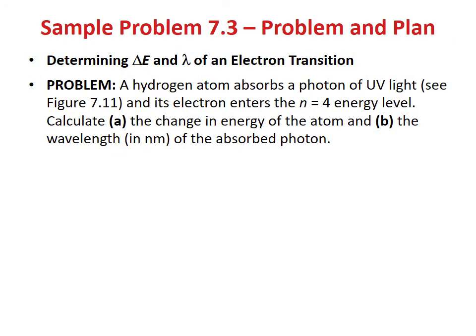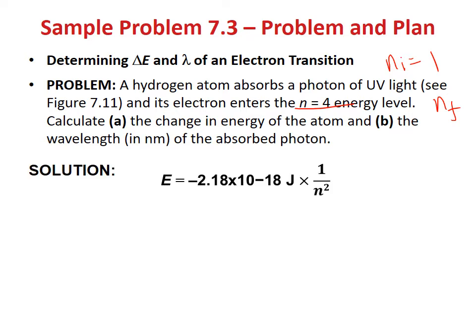Sample problem 7.3. A hydrogen atom absorbs a photon of UV light and its electron enters n equals 4 energy level. Calculate A, the change in energy of the atom, and B, the wavelength of the absorbed photon. So this question is about a hydrogen atom where the electron jumps from low energy to higher energy. So n equals 4 is the final energy state. Although it doesn't mention the initial n, it implies that initially it should be at the ground state, which is 1.